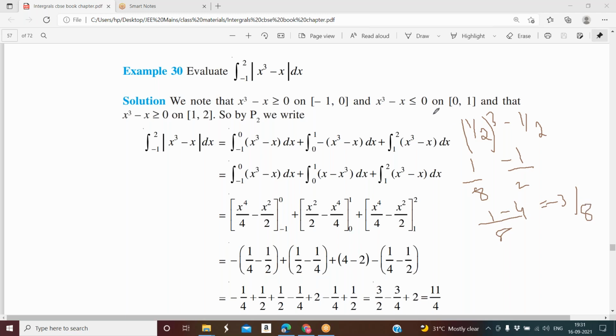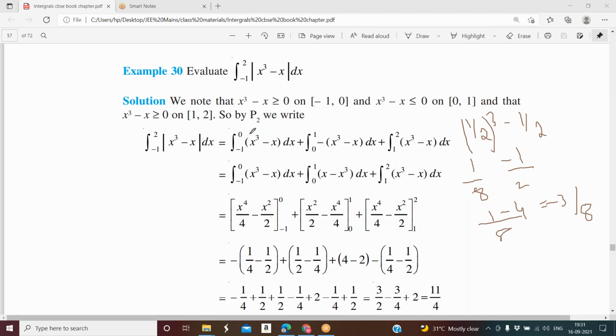So you are getting negative value in this range. Here the function takes negative value in this range, and x cube minus x is greater than or equal to 0 on the closed interval 1, comma 2. Therefore, the above integral can be separated into three integrals, namely integral minus 1 to 0 plus 0 to 1 plus 1 to 2.